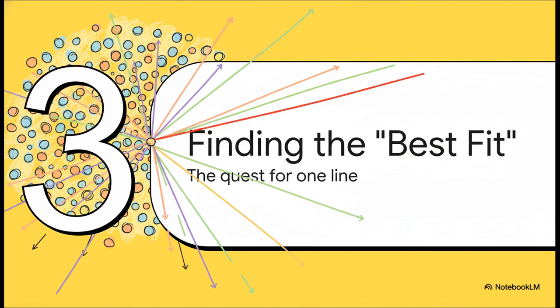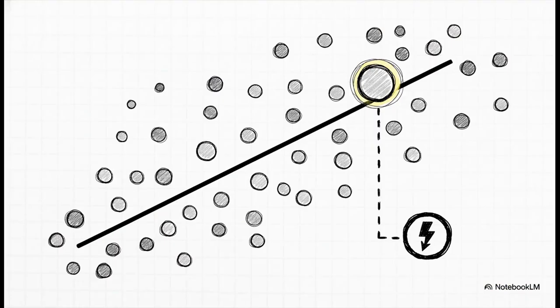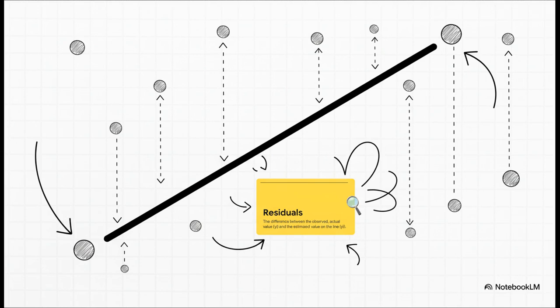Okay, so we know we need a line, and we know it needs an intercept and a slope. But if you've got a cloud of data points, you could draw, I don't know, 1,000,000 different lines through it. So how in the world do we find the single best one? Well, the first thing you've got to wrap your head around is that no line is ever going to be perfect. Real-world data is messy. Our line is a model, a simplification. So there's always going to be some space between our actual data points and the predictions our line makes. That little gap, that error, is everything. And that error actually has a name. It's called a residual.